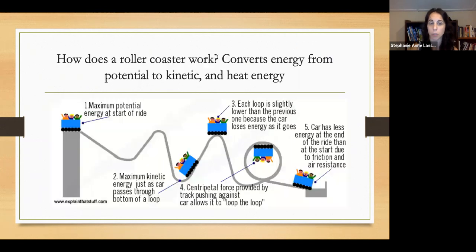When we think about roller coasters, when we start out on a roller coaster, we have maximum potential energy at the start of the ride. Then you get maximum kinetic energy just as it passes through the bottom of the loop. Right here is our maximum potential energy. Each loop is going to be a little bit lower than the one before because it's going to lose energy from friction and heat as it keeps going. Centripetal force, provided by the track pushing against it, allows it to loop the loop, and then it has less energy at the end due to friction and air resistance.